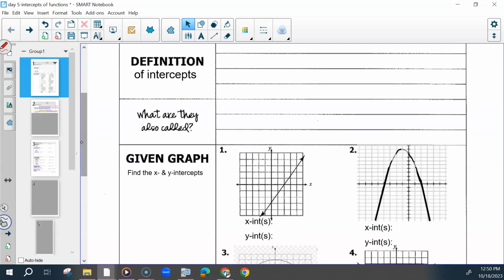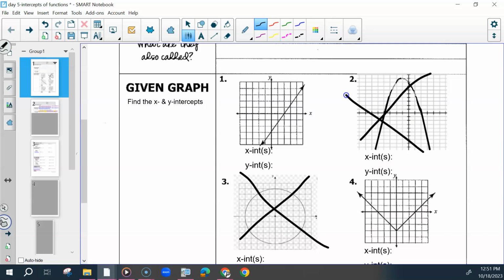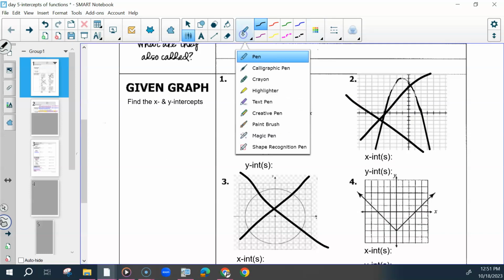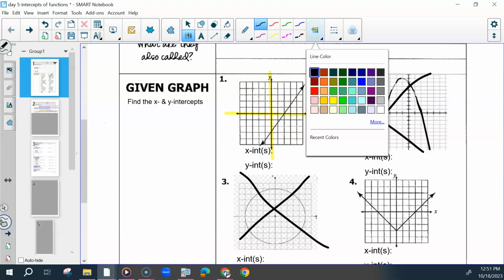Okay, my number 2 and 3 are wrong, so don't look at mine, look at yours. We're going to start at number 1. And with these, if it helps, highlight or make this bigger, thicker, something easier to read so you don't count your x and y axes incorrectly. You're looking for where the function crosses the x and y intercepts.